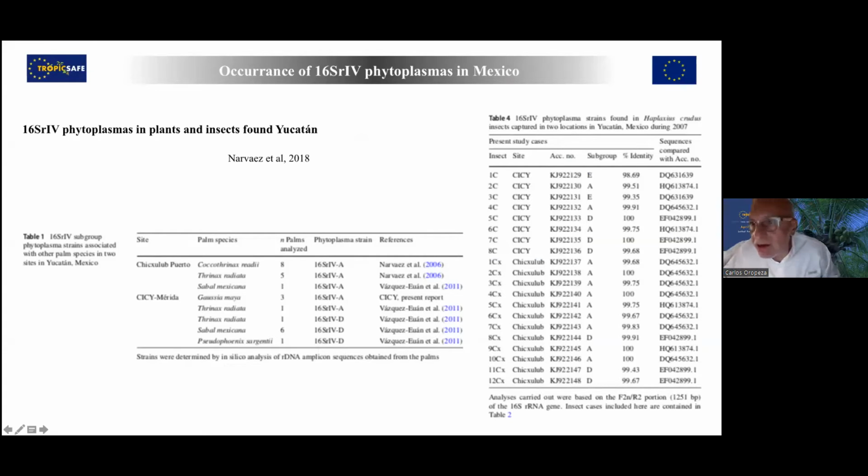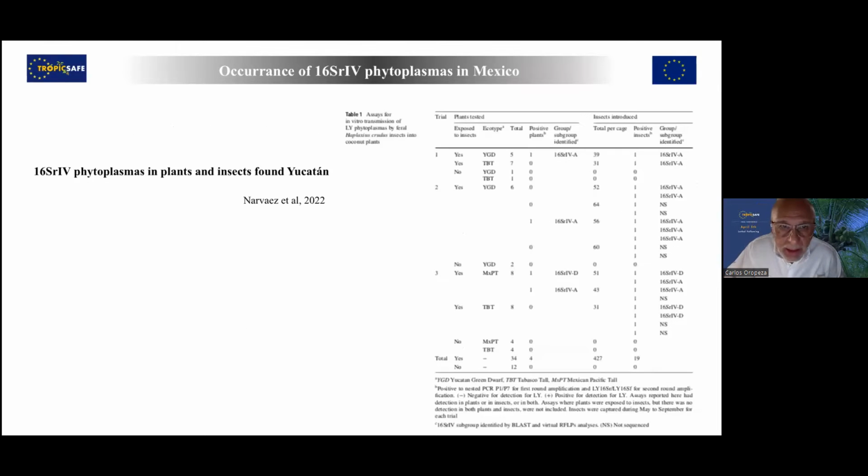And in this other table, the presence of phytoplasmas was studied in insects, Haplaxius crudus. And in most cases, it is A, then D, but there are two cases of E. But again, it's A and D that are the most abundant phytoplasmas.